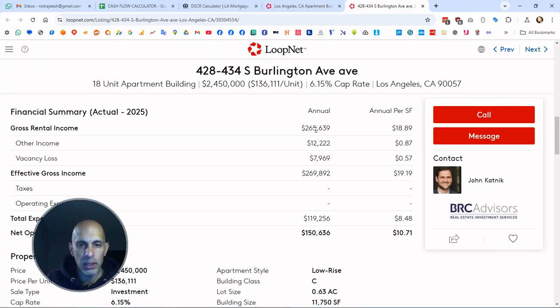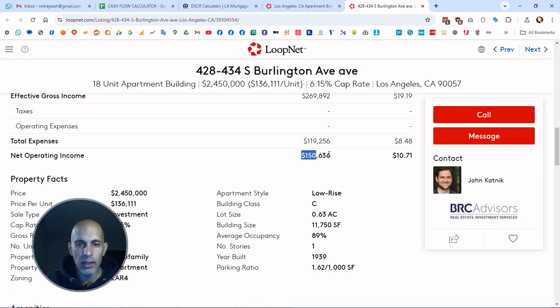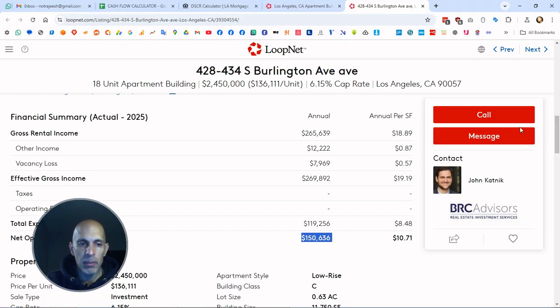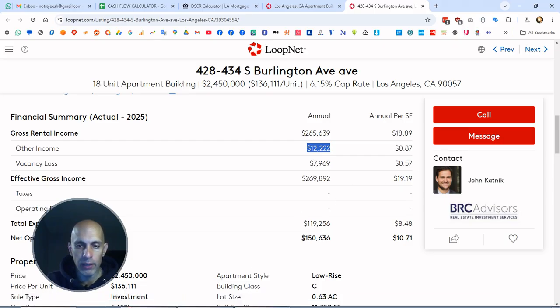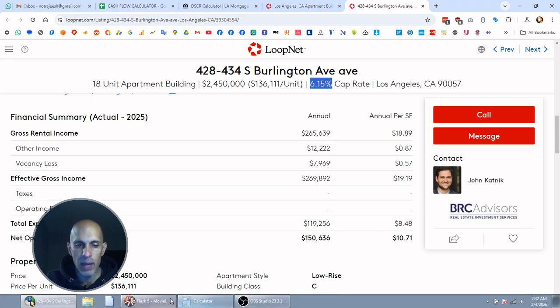It tells me the gross rental income, the vacancy loss, other income. I'm not going to worry about that. So I'm just going to take this figure and subtract this to get my effective gross income. And then we're going to look at the net operating income minus this number right here. Okay. So first, let's see if this NOI is equal to 6.15% cap rate.